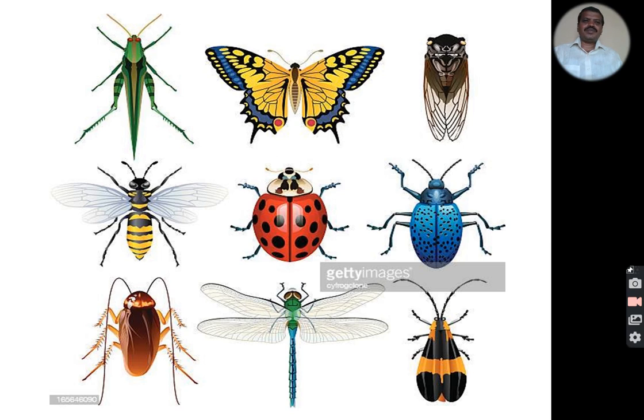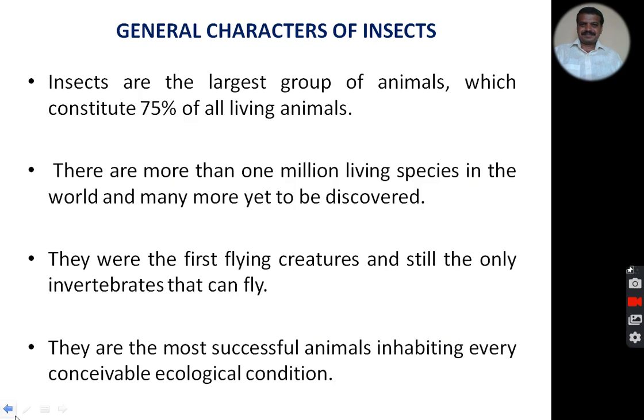As all of you know, we are living in a world of a variety of insects. As we have seen around us, a variety of insects are present in the environment. If we get into the general characters, we have to give the characters generally present in the body of the insects.